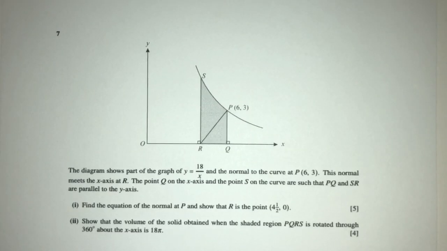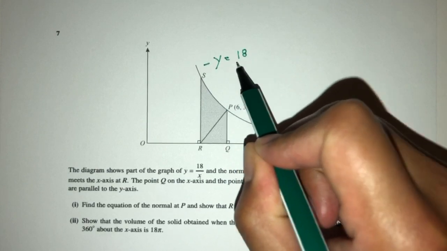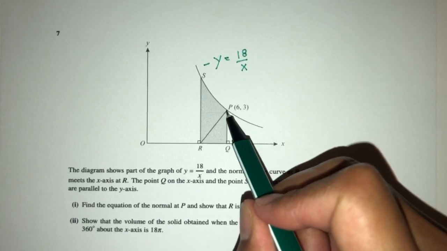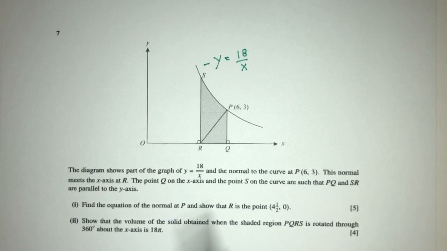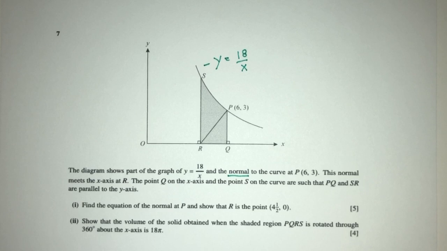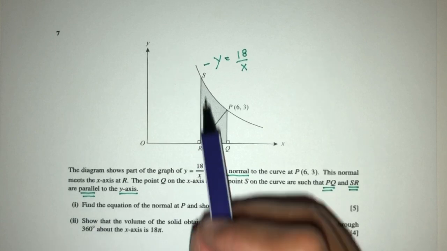The diagram shows part of the graph y equal to 18 over x. So let's label this: this is my graph y equal to 18 over x. And the normal to the curve at the point P (6, 3) is shown. Now, this normal meets the x-axis at R, right here. And the point Q is on the x-axis, and the point S on the curve are such that PQ and SR are parallel to the y-axis. So PQ is this one, and SR, this one, they are vertical lines.